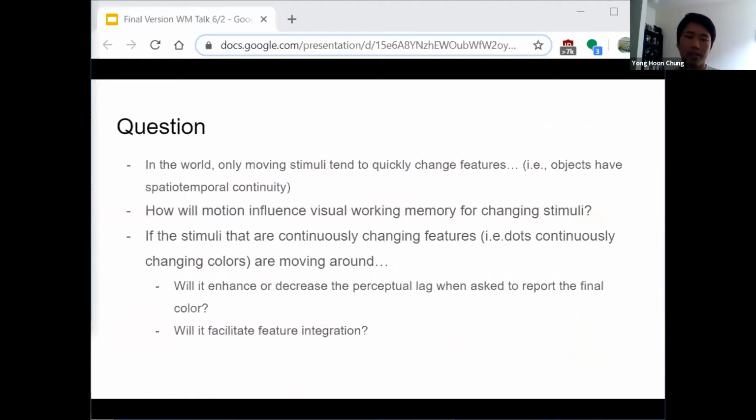So as you can see, in the world only moving stimuli tend to quickly change in features. Then again, how will motion influence visual working memory for changing stimuli? More specifically, if the stimuli that are continuously changing features are moving around, will it enhance or decrease the perceptual lag? And also, will it facilitate feature integration?